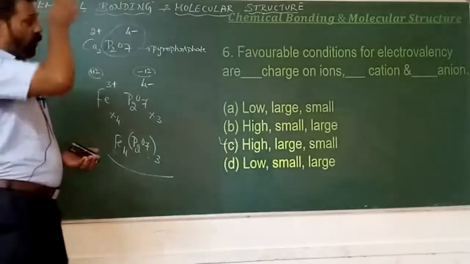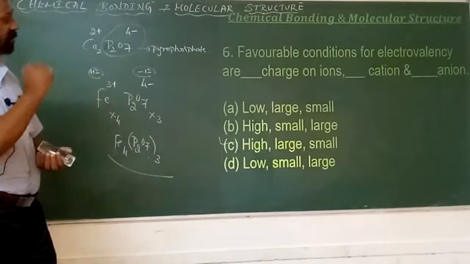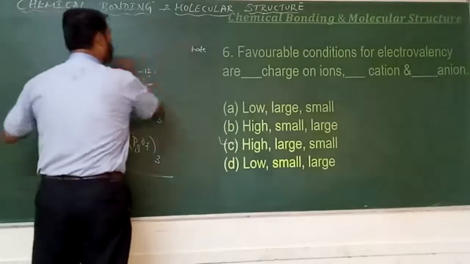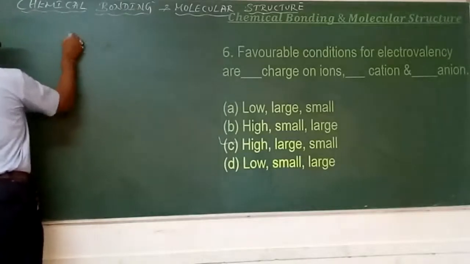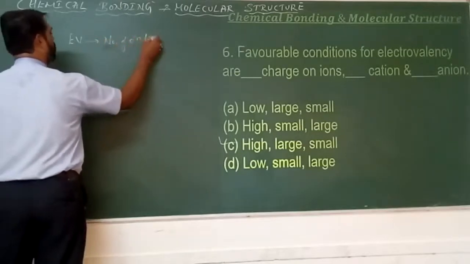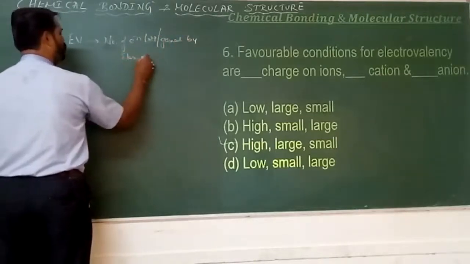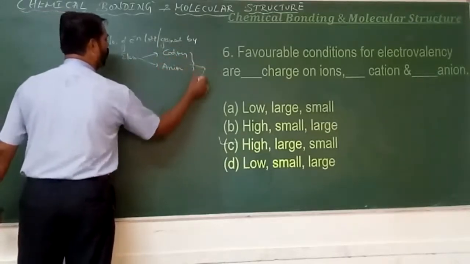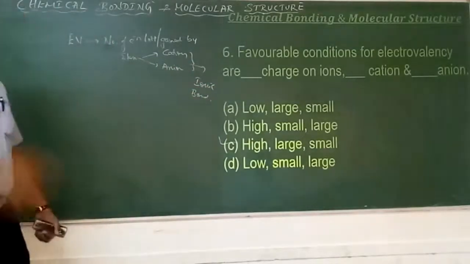Next, favorable conditions for electrovalency are dash charge on the ions, dash cation and dash anions. Electrovalency is nothing but, what is electrovalency? Electrovalency is the number of electrons that has been lost or gained by an element to form either the cation or the anion. And these two are involved in the formation of the ionic bond. And that ionic bond is also called as electrovalent bond.